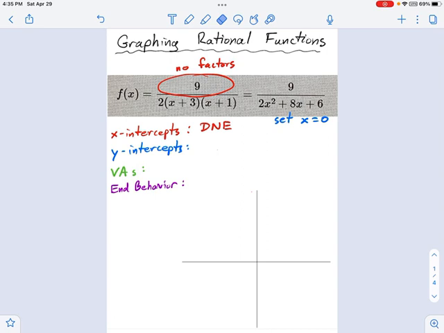So if I set x equal to 0, look what happens. Well, this one goes away, that's 0. This one also 0. All that's left is what? 9/6. So here's my y-intercept. X equals 0, y equals 9/6. And if you want, you can simplify that as 3/2.